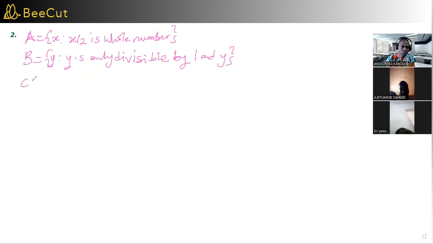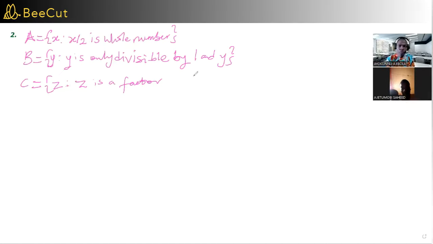And let's say set c equal to z, such that z is a factor. So I cannot see the board. Okay, Ezekiel, you cannot see the board. That means you have to leave the meeting and come in again, so that it will be rectified. Then when you come back, you have to separate. Now, z, such that z is a factor of 60.